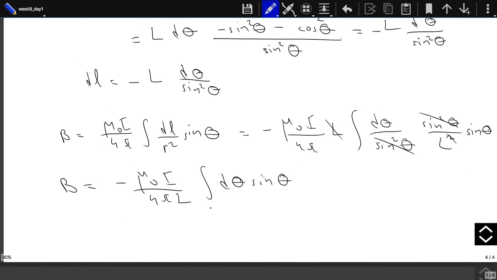0 to pi. So if it is from 0 to pi, minus mu 0 I over 4 pi L times, well, the integral of sine is minus cosine theta, theta from 0 to pi. Cosine of pi is minus 1, minus minus 1 is just 1, cosine 0. So this is equal to minus mu 0 I over 2 pi L.